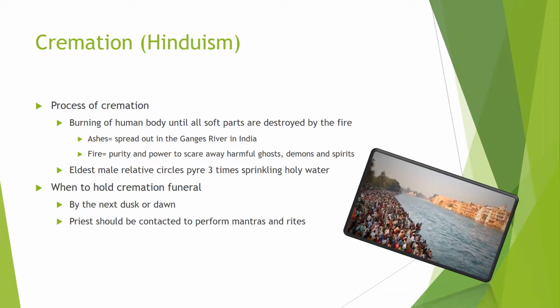So the first type of burial method we decided to talk about was cremation, and we involved the religion Hinduism. The process of cremation was just the burning of a human body until all the soft parts were destroyed by the fire. The ashes were spread out in the Ganges River in India, and the fire symbolized purity and power. And that was just to scare away harmful ghosts, demons, and spirits that they believed in.